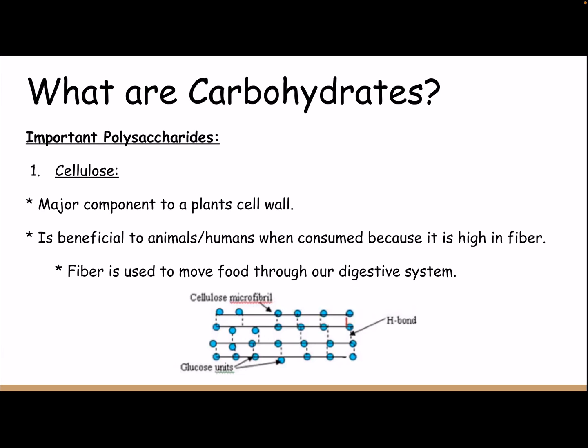And then the next polysaccharide, and the final one that I want to talk about for carbohydrates, is something called cellulose. And so cellulose is a major component of the plant cell wall. And if you look at the image down below, it kind of explains itself why. So we have multiple layers here of cellulose. And so because of those multiple layers, it's really a good structural piece to help with that cell wall. Cellulose is really important to animals and thus humans because it's really high in fiber, and so that fiber is really going to help us regulate our digestive system, okay?